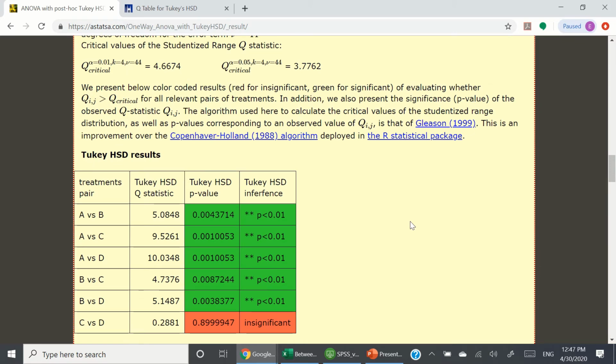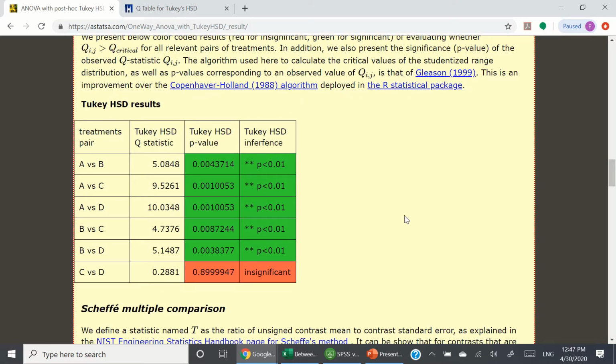But over here, it's going to tell you all the pairwise comparisons: group A versus group B, A versus C, A versus D, B versus C, B versus D, and C versus D. Here it's showing you that for A versus B there is a significant difference. All the pairs are significantly different except C versus D.